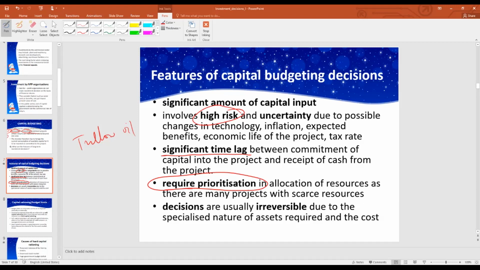Most of the time, these decisions are not reversible. That means that once you make the decision to invest in the project, you may not be able to reverse the decision. Once you start construction of the office, you may not be able to decide halfway to abandon it. It might not be the case. You may force yourself to complete it. You can't leave the building half complete.